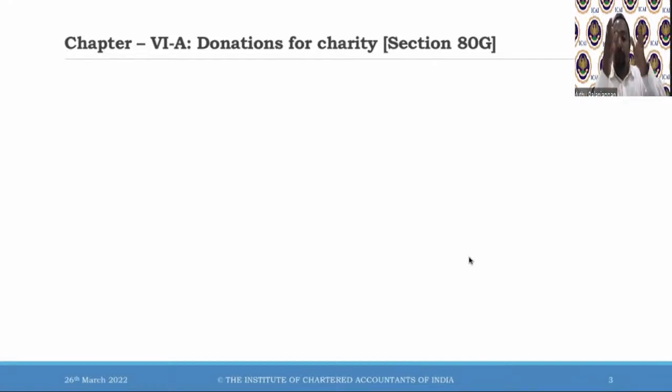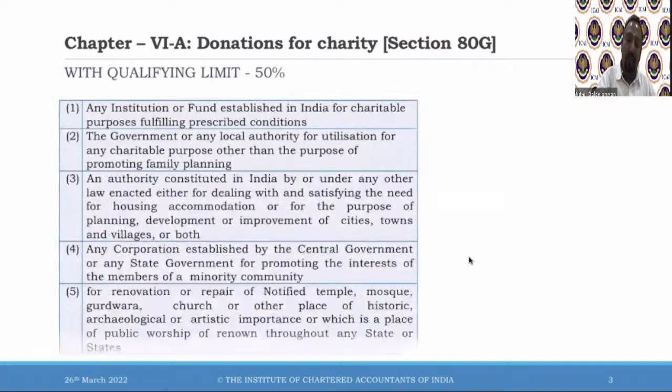So we said with qualifying limit 100%, 50%, and without qualifying limit 100%, 50%. We'll start with qualifying limit. We'll understand the 50% and then we'll understand the 100%. So what is with respect to 50%?